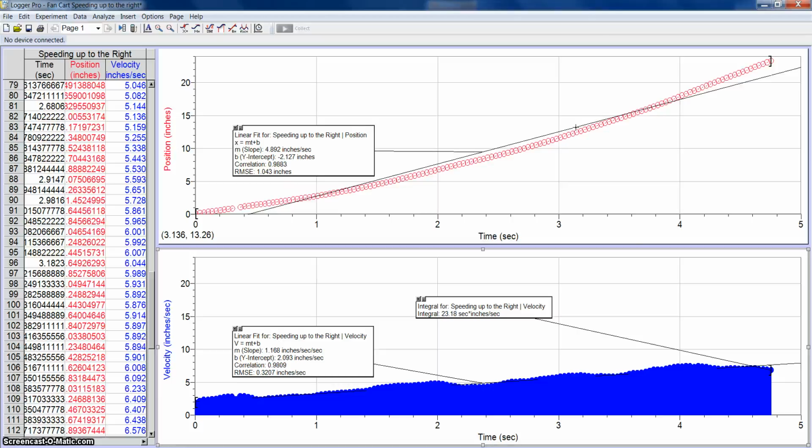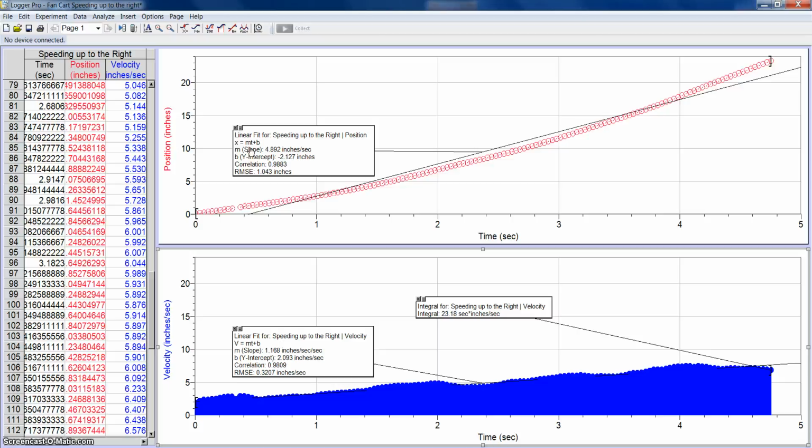4.892 inches per second, which is our average velocity for our cart. I also got a y-intercept of negative 2.127 inches, meaning that at time equals 0, the cart was negative 2.17 inches behind the origin. From this, we got an equation to find our position at any time between these two intervals, which is just our slope times our time plus our initial position.